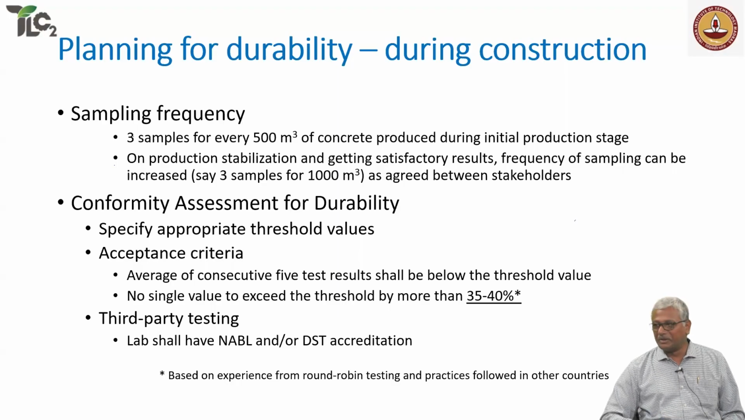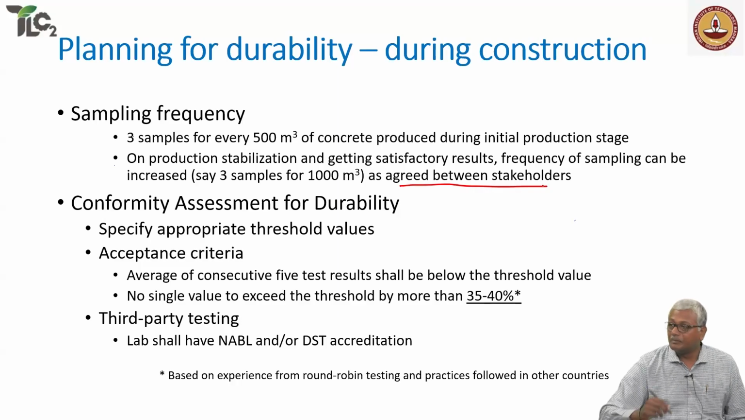So a simple prescription here could be to use 3 samples for every 500 cubic meters of concrete during the initial stages where you don't have a handle on how the quality of concrete is during construction. As you start getting greater confidence, then you can reduce the frequency. Let's say take once in every 1000 cubic meters, depending upon the size of your project, right? Again, all of these have to be agreed between stakeholders at the commencement of the project.